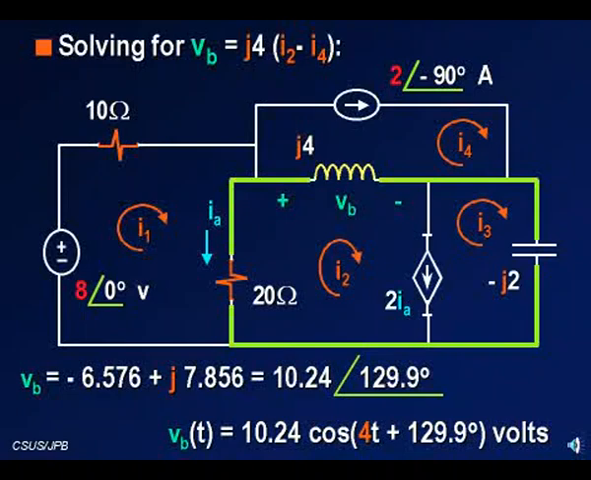VB is just basically the impedance of the inductor times I2 minus I4, because I2 is going according to the passive sign convention and I4 is going against it.